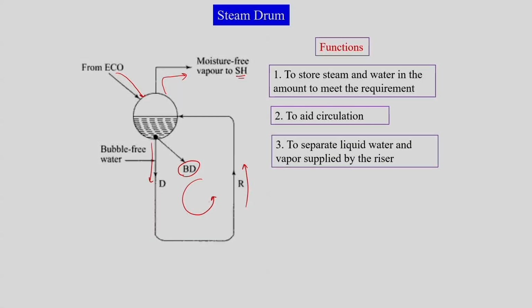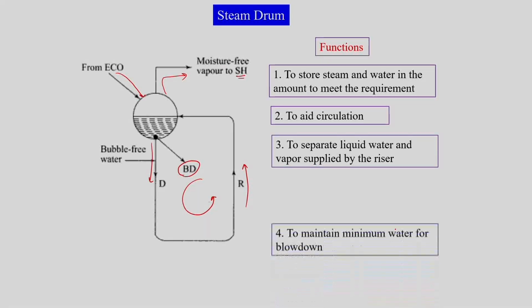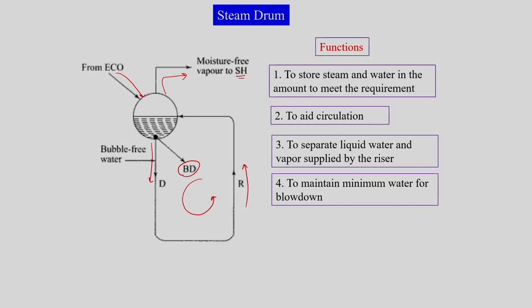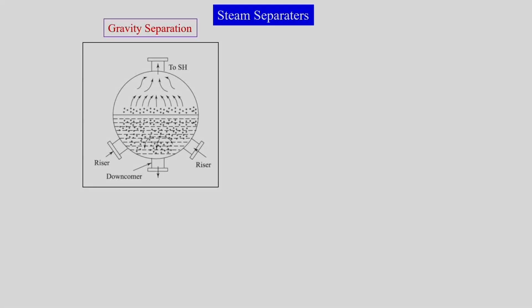It also separates steam and water; we are going to see after a few slides that these are called drum internals. Within the drum there are certain attachments required to help separate the liquid water from the vapor, so that the vapor can pass towards the superheater. It also has to maintain a minimum amount of water for blow down or stopping the power plant. Now we are going to see the steam separators. The first separator is a gravity separator. In this gravity separator, we see a drum, and in the drum we have water in liquid plus vapor state.